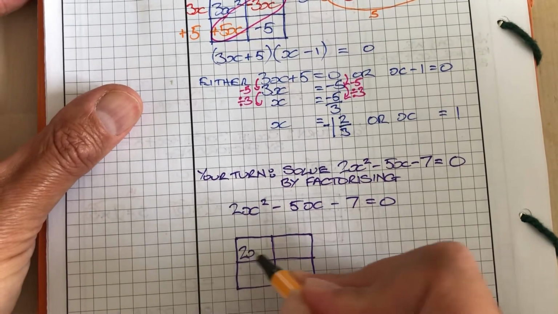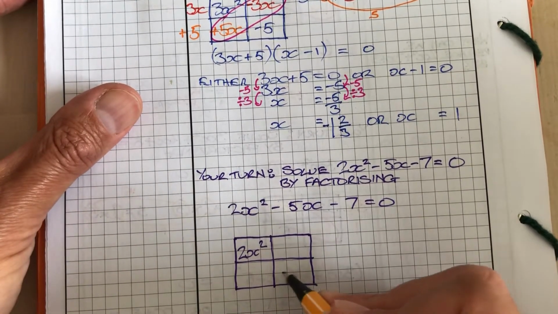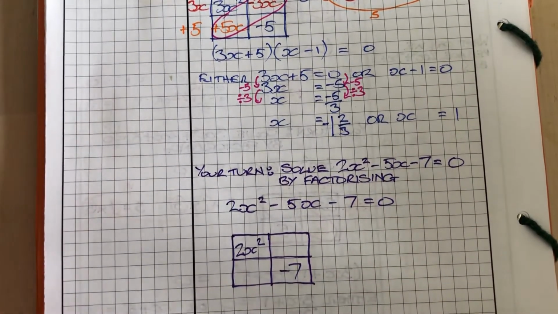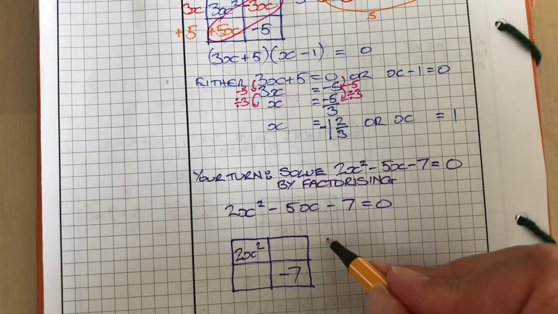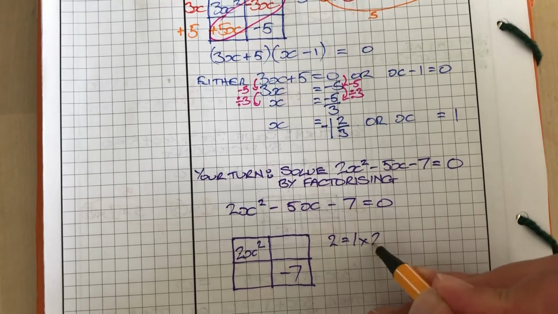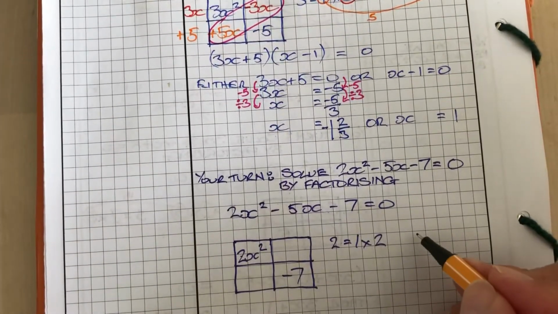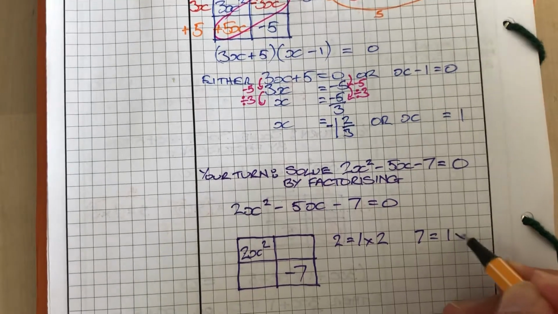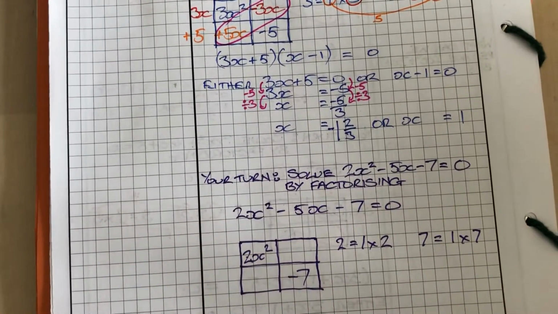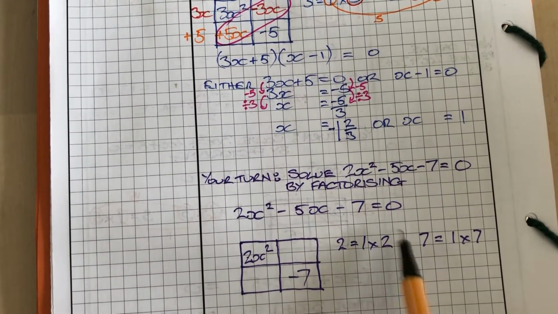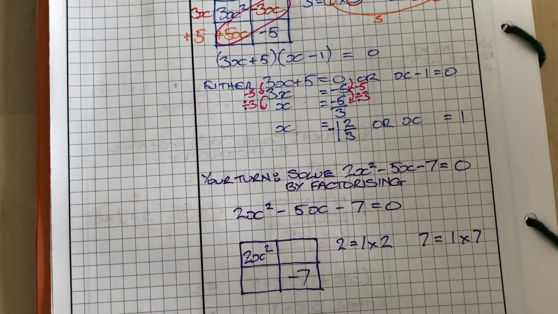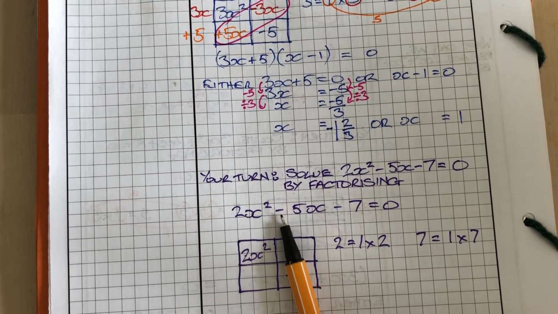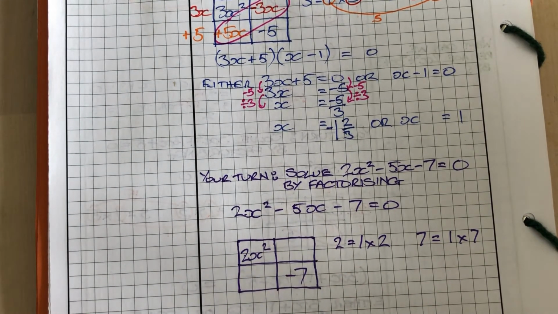X squared term, bang it in straight away. Constant term, bang it in straight away. Look for factors of 2. 2 is 1 times 2. Look for factors of 7, not negative 7, just 7. 1 times 7. And now I've got to partner one of these with one of these and the other pair together. I need numbers that are going to create 5. Don't worry that it's negative 5, just 5.